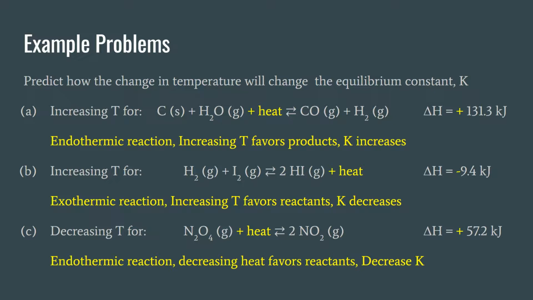Now, if I decrease the temperature in the third one, I'm going to look at delta H. It's a positive delta H. It's an endothermic process. Decreasing the heat means less heat. I'm creating a hole, less reactants. So I'm going to need to fill that hole. It's going to favor the reactant side. Again, we're going to see a decrease in K as I'm going to need to make more N2O4 to offset the fact that the heat is going away.